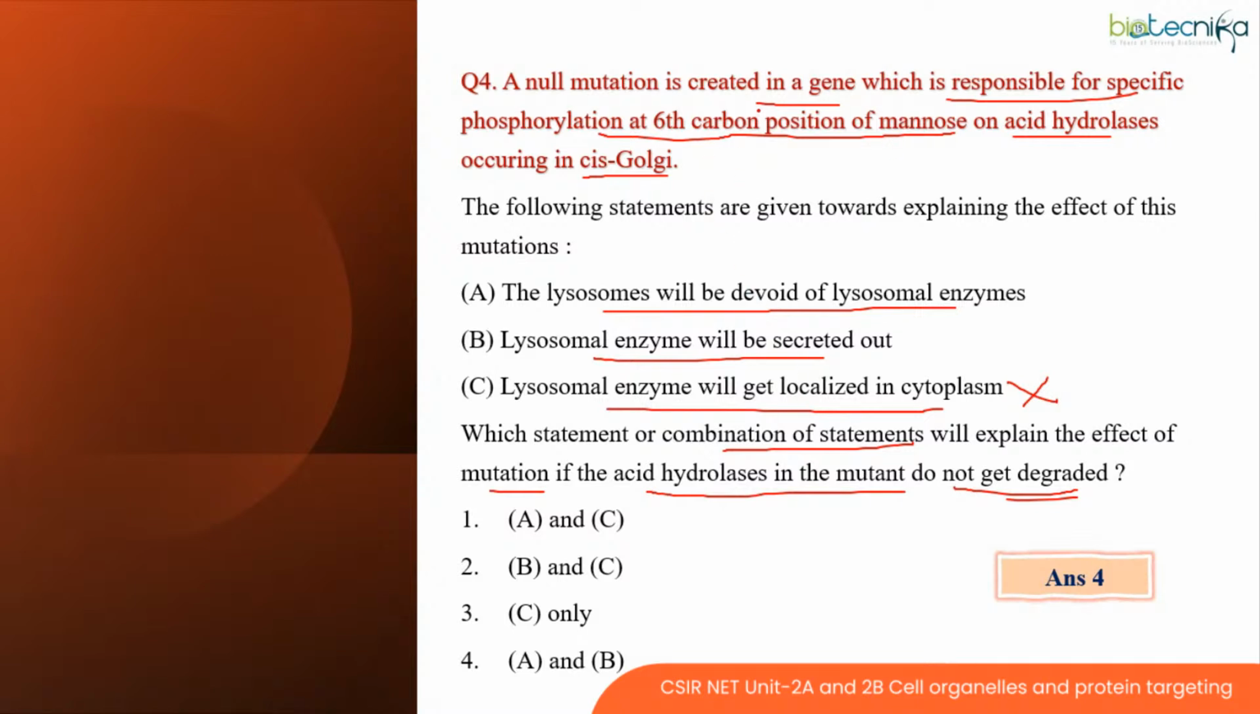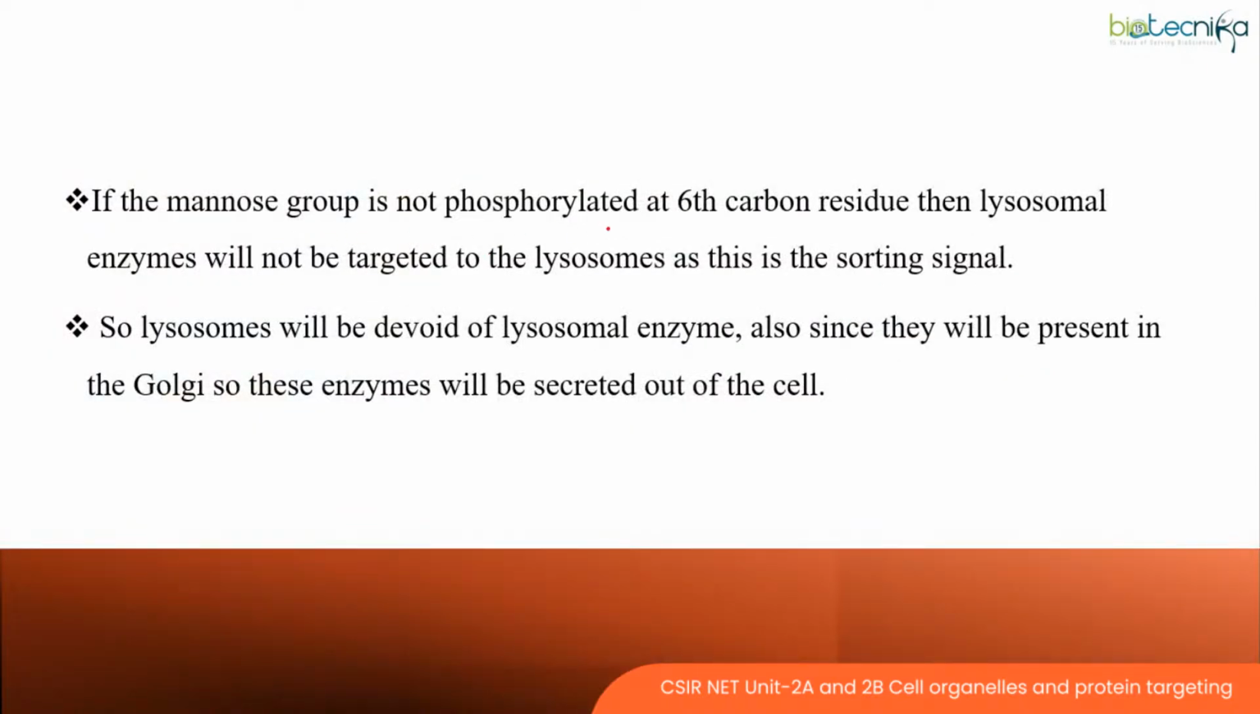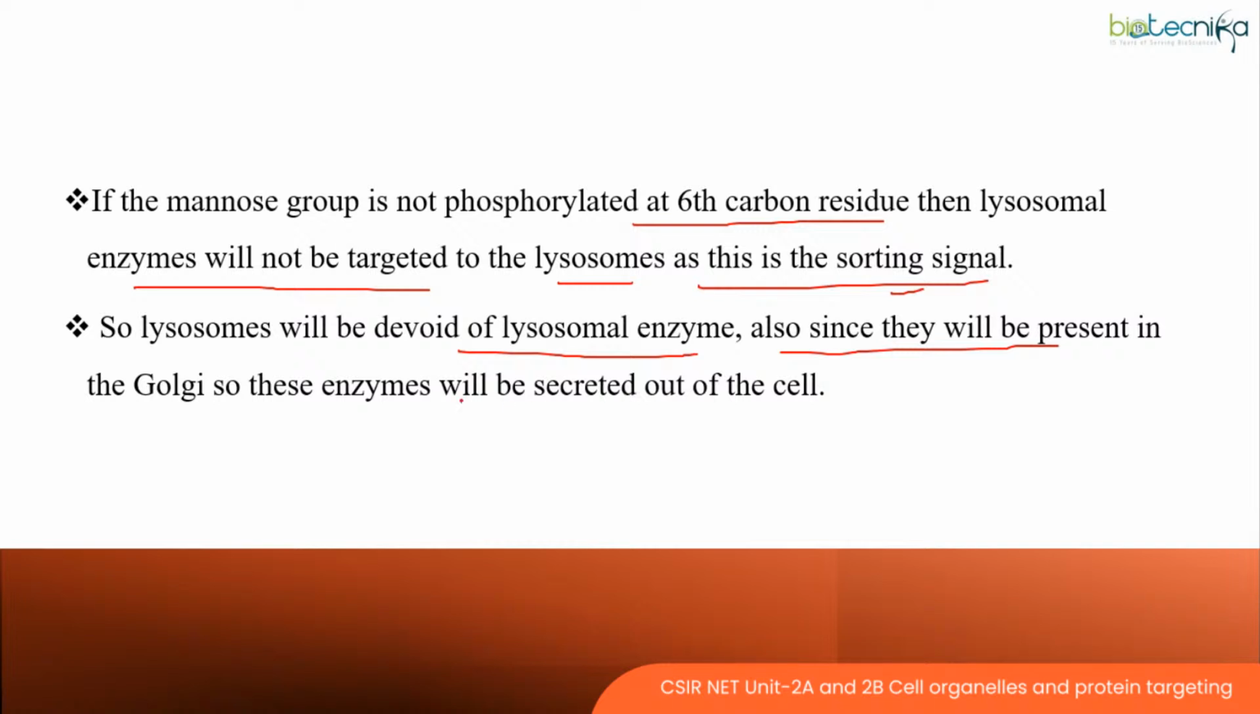First thing is that they already have a mutation in the mannose residue. So obviously they will not be targeted to the lysosomes. So what will be the situation then? See, if the mannose group is not phosphorylated at the 6th carbon residue, then lysosomal enzymes will not be targeted to the lysosomes, as this is the sorting signal for entry inside the lysosome. So lysosomes will be devoid of lysosomal enzymes. Also, since they will be present in the Golgi, these enzymes will be secreted out of the cell.